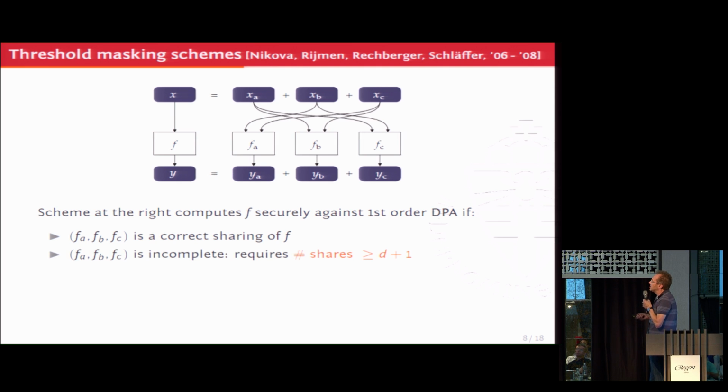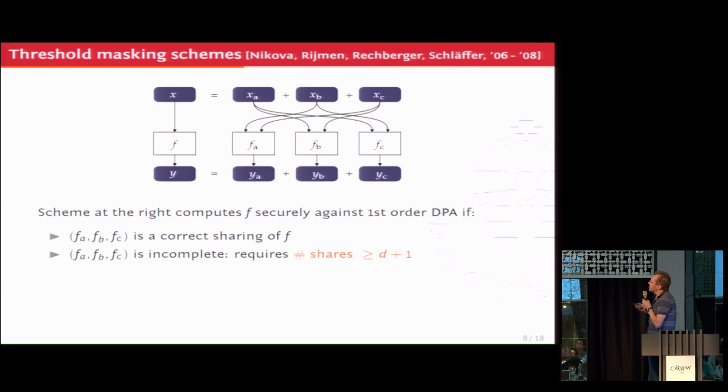The second property is incompleteness, saying that each of these separate computations of an output share must depend on at most all input shares minus 1. So in this input, 1 share should not appear, and that's the case here. For YA, it takes only XB and XC as input, and so on. This can only be done if it is done in 3 shares.